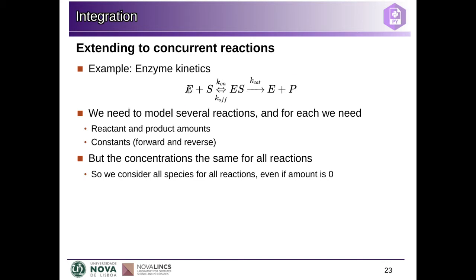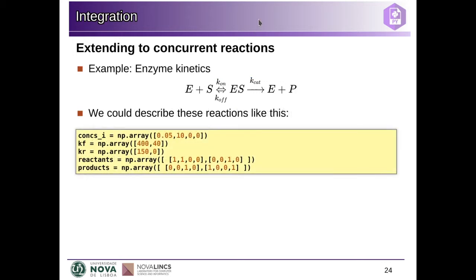So here we have these species, E, S, and P. We have these 4 different species, and we will always use the same 4 concentrations for all reactions. So let's see how we can do this. The way we can model this set of reactions is by using the concentrations as 4 values, because it corresponds to the 4 species. We're going to start with a tiny amount of enzyme, a lot of substrate, and 0 of the bound complex and the product.